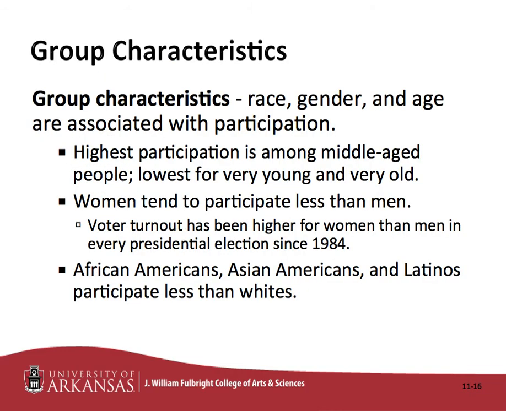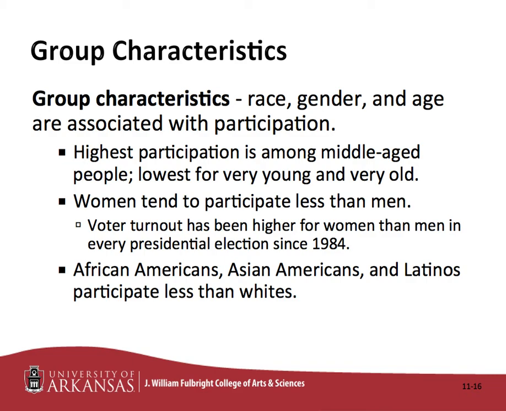Now, group characteristics also play a role. We see that the race of an individual, their gender, and their age are associated with different levels of participation. The highest participation rates are amongst middle-aged people, especially those who have families. Now, the very young and the very old tend not to be as involved. The very young, likely because they don't see that they have any stake in the political system, and the very old because they can't get themselves to the polls.